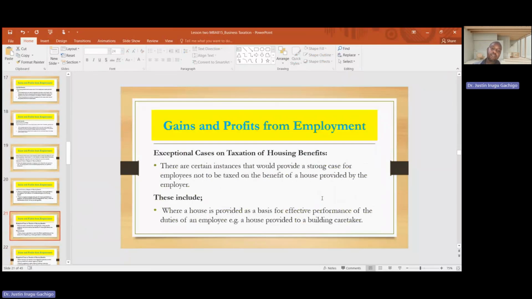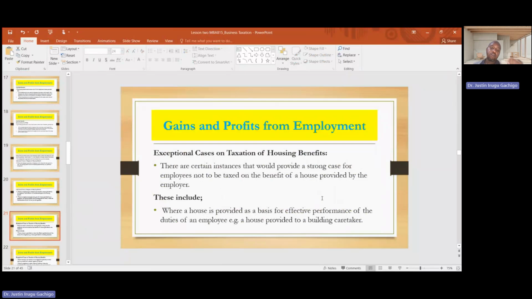Then there are some exceptional cases. There are certain instances that would provide a strong case for employees not to be taxed on the benefit of a house provided by the employer, and this includes where a house is provided as a basis for effective performance of the duties of an employee. An example, we have the caretaker who may be given a house by a landlord. So the caretaker cannot be charged.